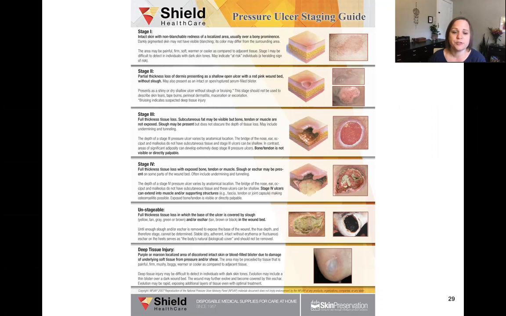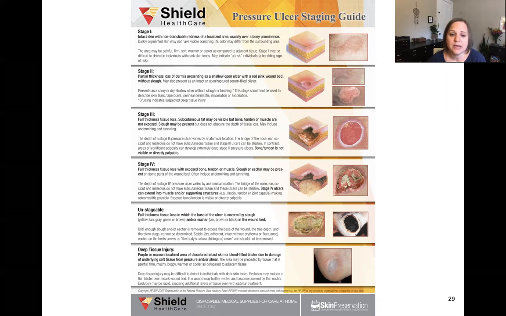Stage 2 is the next one. There's a partial thickness loss of the dermis, creating a very shallow open ulcer. So now the skin is not intact. And then stage 3 is a full thickness. You're going to start seeing that adipose tissue layer, little bits of the subcutaneous fat, but also remember that bone, tendon, and muscle are not exposed in this layer. And then finally, the 4th stage is when you're actually seeing exposed bone, tendon, or muscle. That's how deep that wound has gotten.